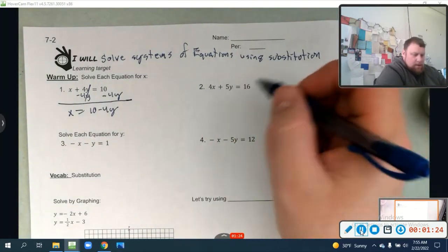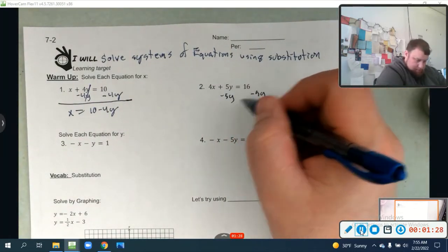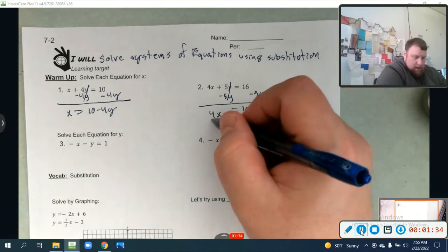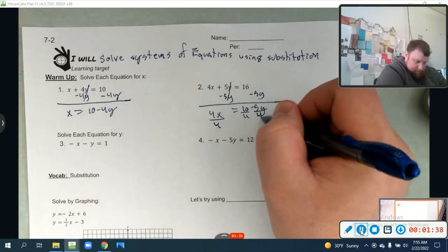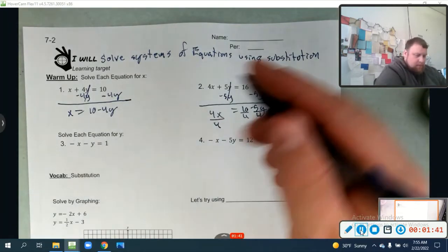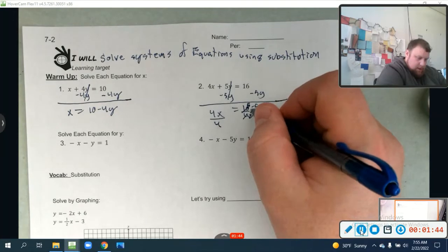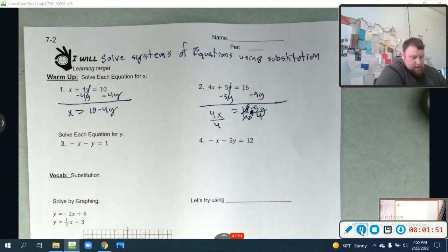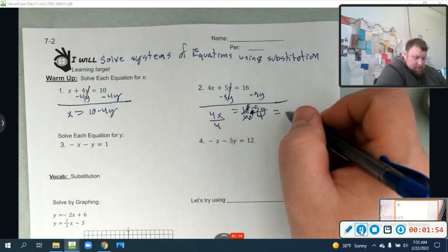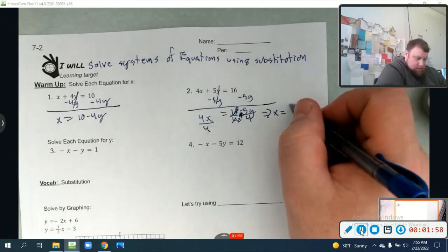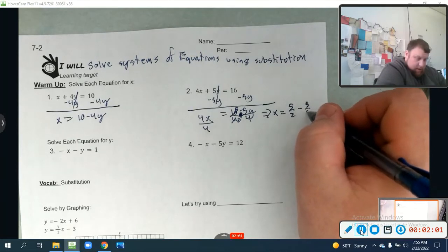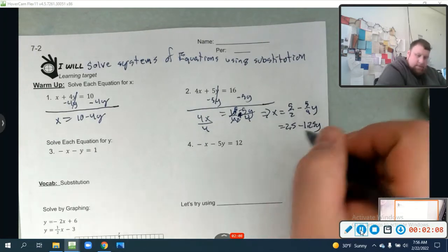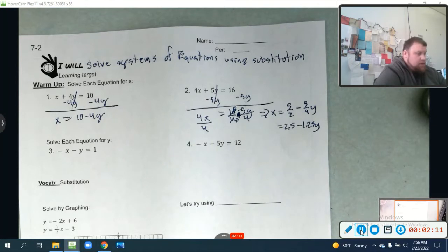Okay, let's try over here. Solve for x: subtract 5y from both sides. 4x, that's gone, equals 16 minus 5y. Again, divide both sides by 4. And you've got choices right here. So this simplifies to x equals 5 halves minus 5 fourths y, or you could write this as a decimal, 2.5 minus 1.25y. So that's really your choices right there. I'll let you decide.